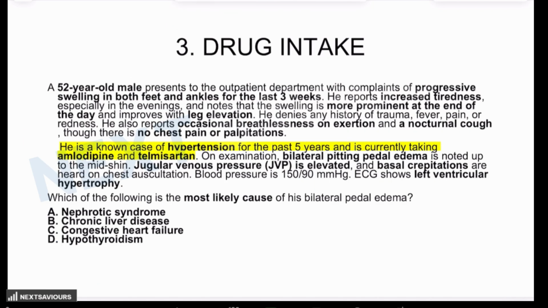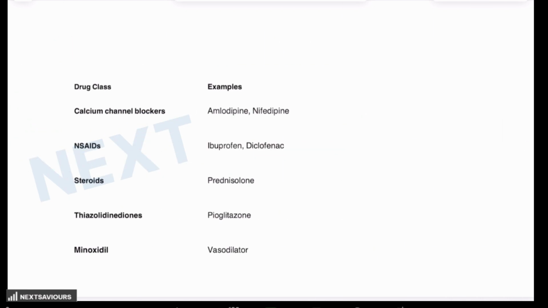Now the third very important reason is drug intake. You see, every time you get a question, there is always a possibility that some drug which is a potential cause for the formation of this edema at the level of the ankle might be kept as a hint for you to identify. So you should know what are the important drugs which are known causes for this edema, or pedal edema.